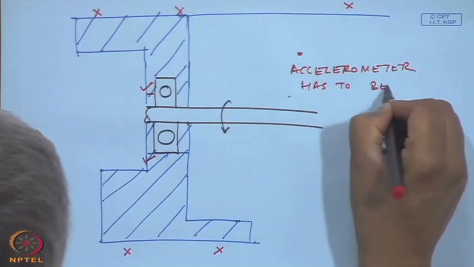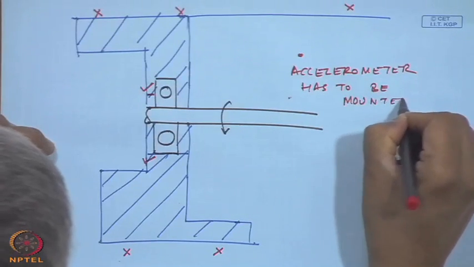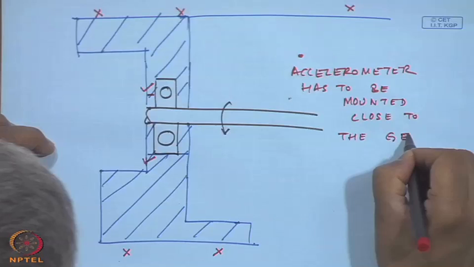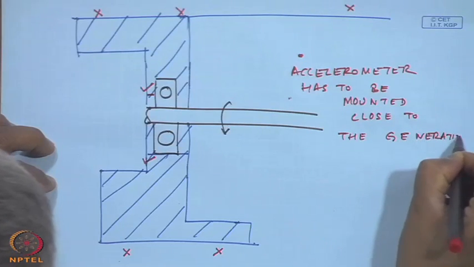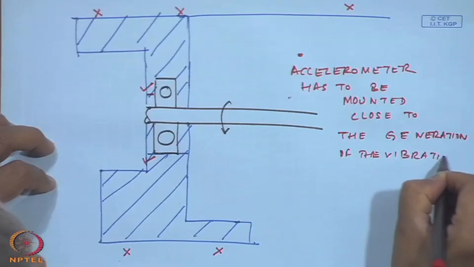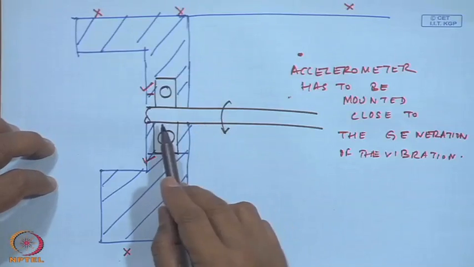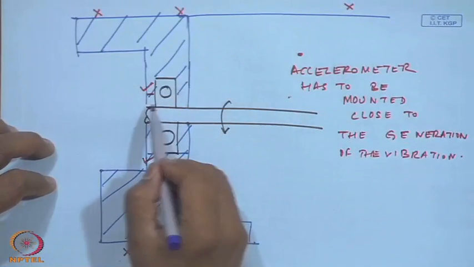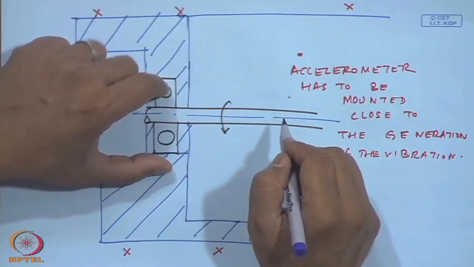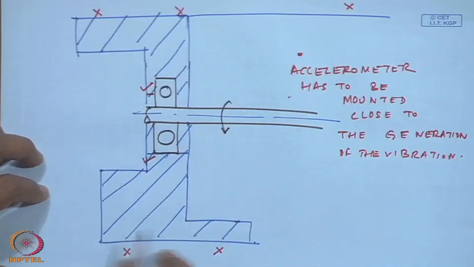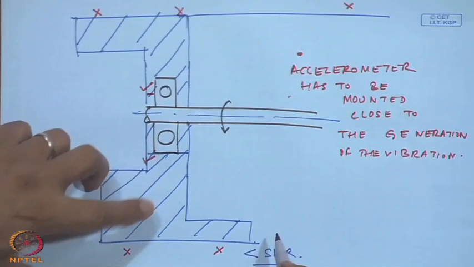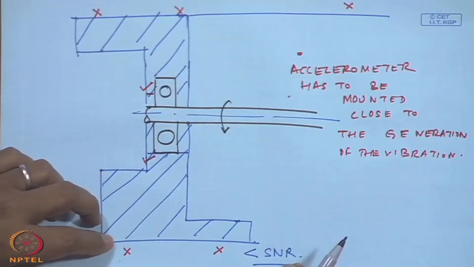So the accelerometer has to be mounted close to the generation of the vibration, because if this shaft was misaligned, etcetera, the forces would come at the supports, at the bearings, and this is where a lot of motion will be there. If I measure here, I will have a very poor signal to noise ratio. I may get something, but it will be buried with a lot of noise.